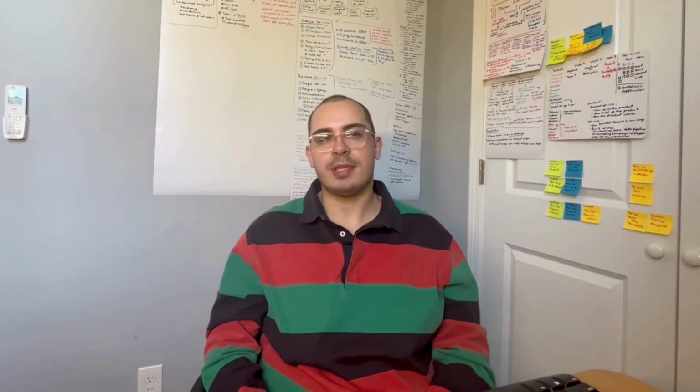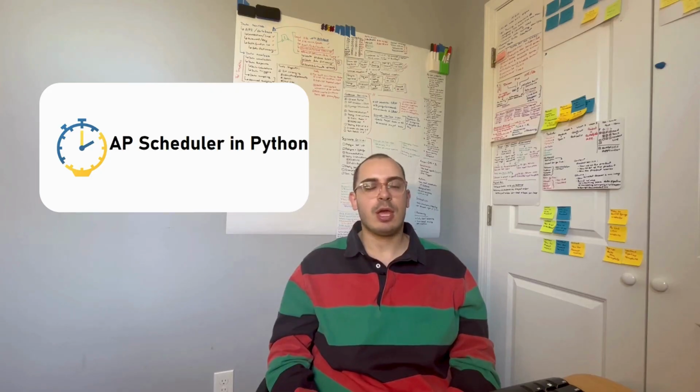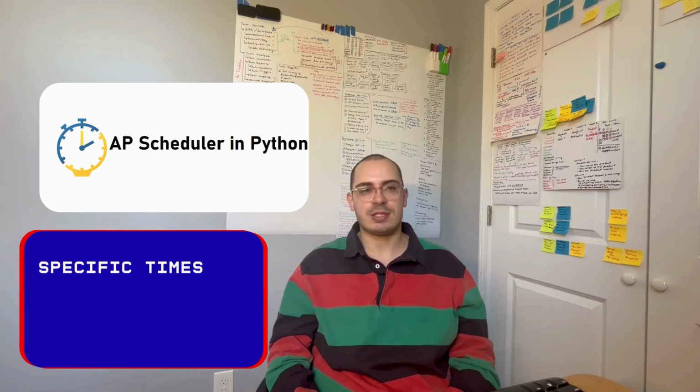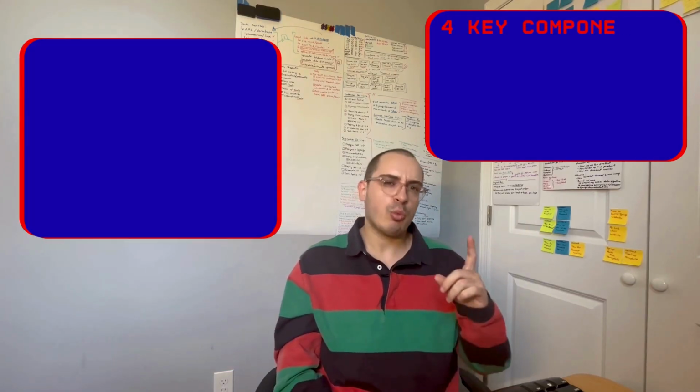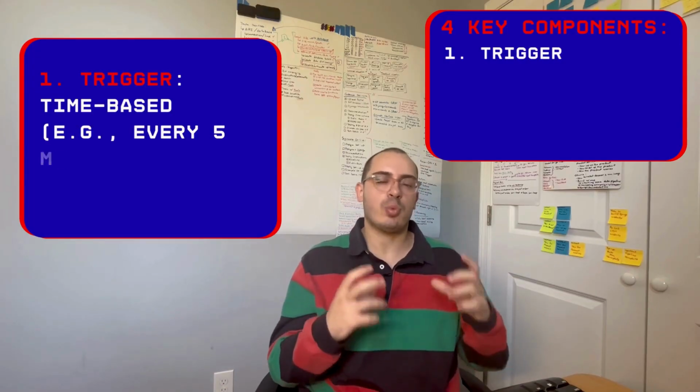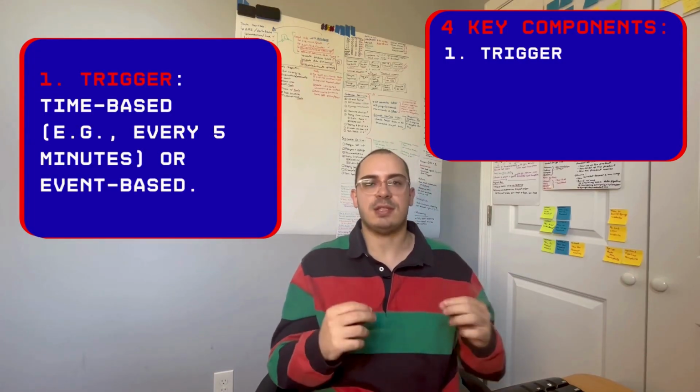Ever wish you could automate tasks in Python like scheduling jobs? APScheduler is a powerful library for running tasks at specific times or intervals. APScheduler has 4 key components. Number 1 is the trigger. This defines when a job runs. This is the cron-like syntax.